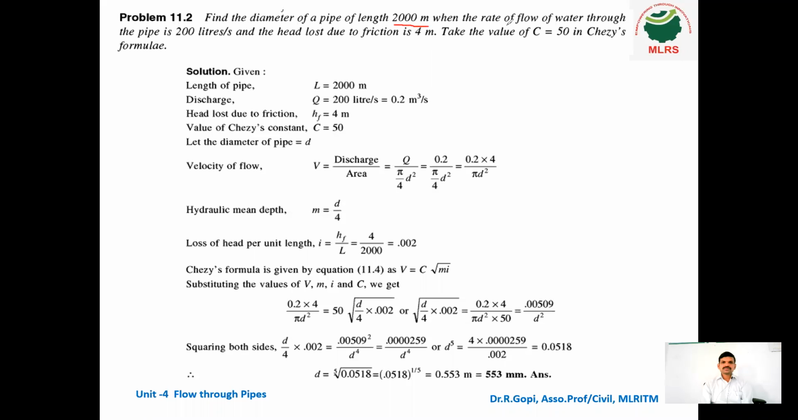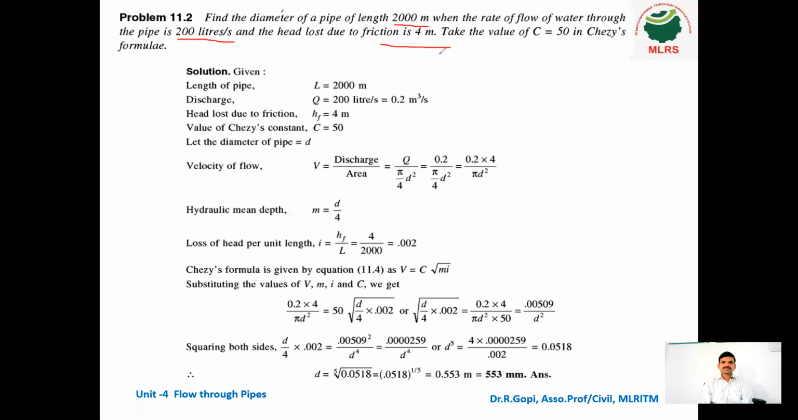2000 meter, when the rate of flow of water through the pipe is 200 liters per second. So what is the other name of rate of flow? It is nothing but discharge. Here the discharge is given in liters per second, and we must convert it into meter cube per second. And the head loss due to friction is 4 meter.